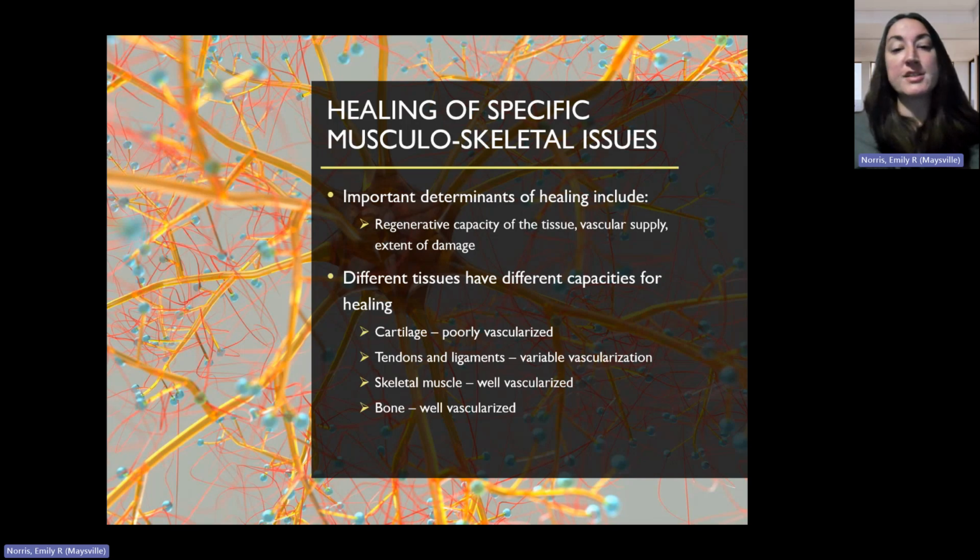Different tissues heal in different ways. There are important determinants of how the tissue heals. Some of those determinants are their capacity to regenerate, their vascular supply, and how damaged they are. Cartilage is poorly vascularized and has a harder time healing. Tendons and ligaments have varying vascularization, so they tend to heal in different ways. Skeletal muscle and bone are well vascularized, so they have good blood supply, which helps them heal a little bit better.